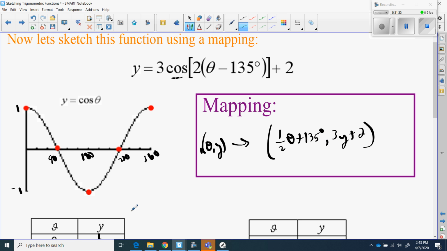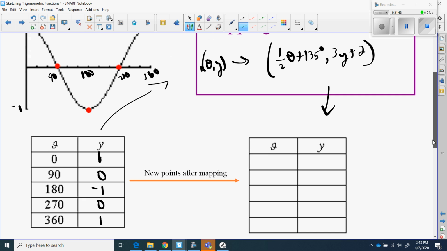So this mapping, when applied to this base set of points, is going to give us our new points. So remember how it works. These points get fed into here, you, in turn, then spit out the new points, and you plot those 5 new points. So here we go.